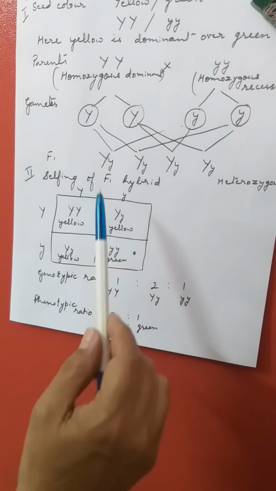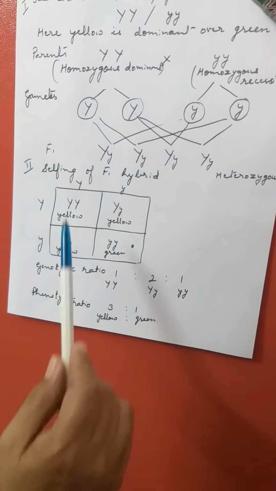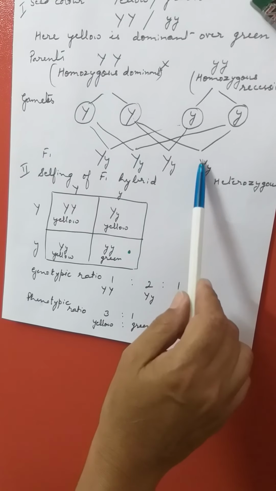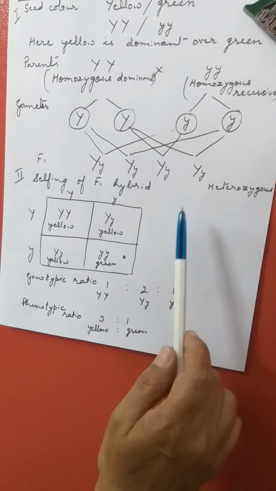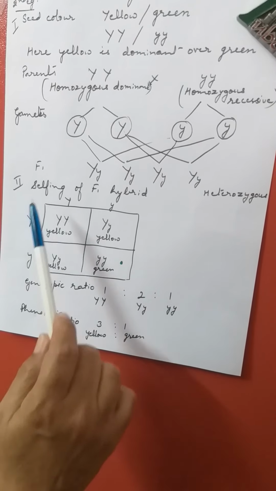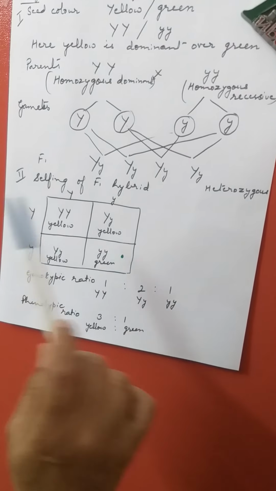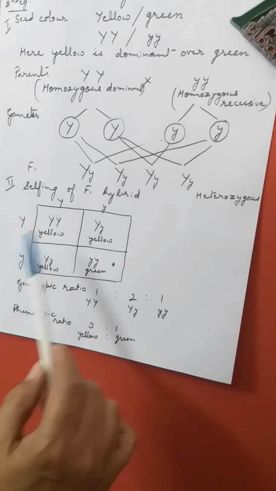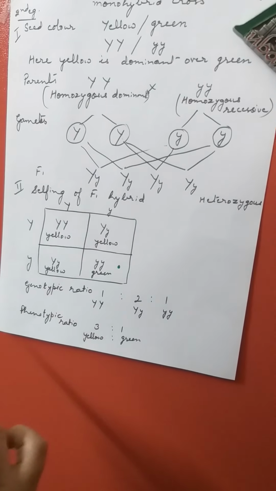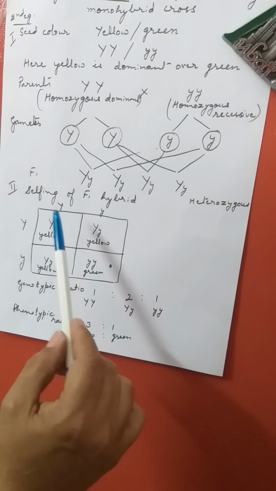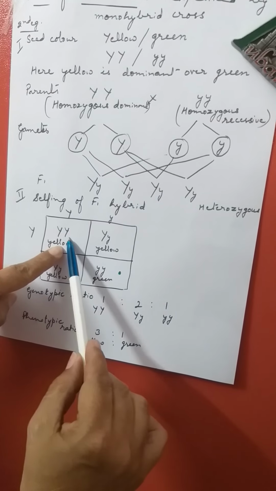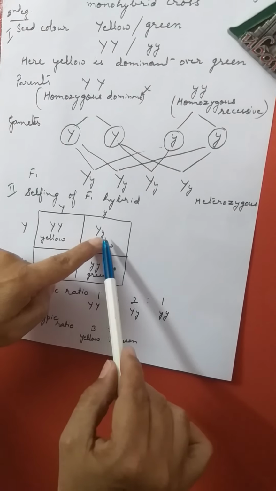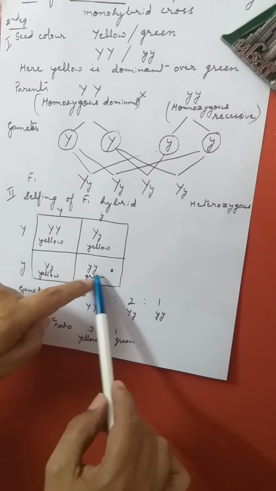Selfing means taking the same genes on both sides. I am showing the gametes over here. The parents are capital Y small y into capital Y small y, the same, because we are doing selfing of the F1 hybrid. F1 hybrid was capital Y small y. We are taking the same parent on both sides. That is why the same gametes are shown on both sides. When we make a cross, we get capital YY over here, capital Y small y over here, capital Y small y over here, and small y small y over here.